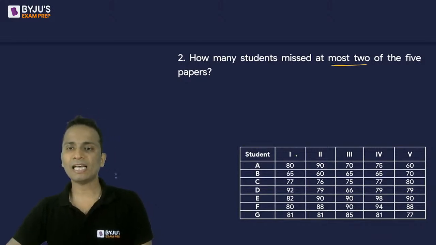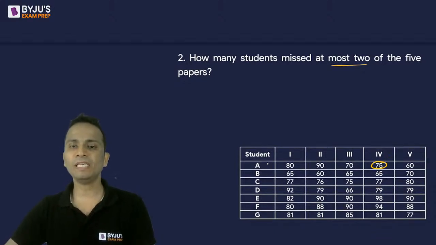Now, A has missed only one paper. B has missed two papers. C has missed two papers. D and E have missed three papers. F has missed one paper. And G has missed two papers.